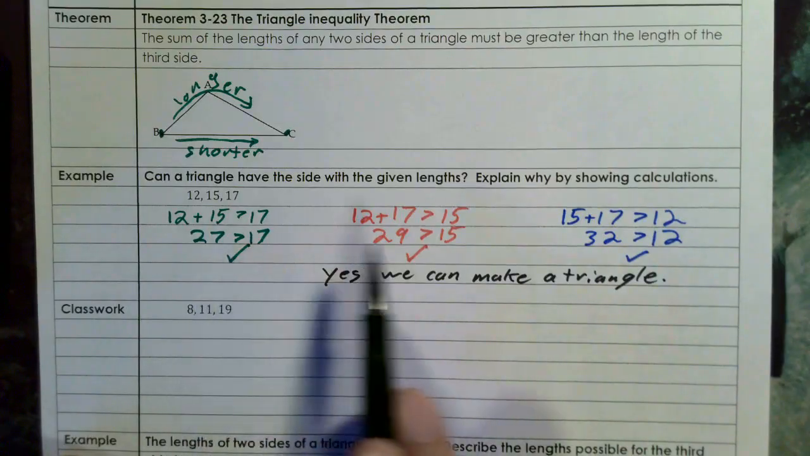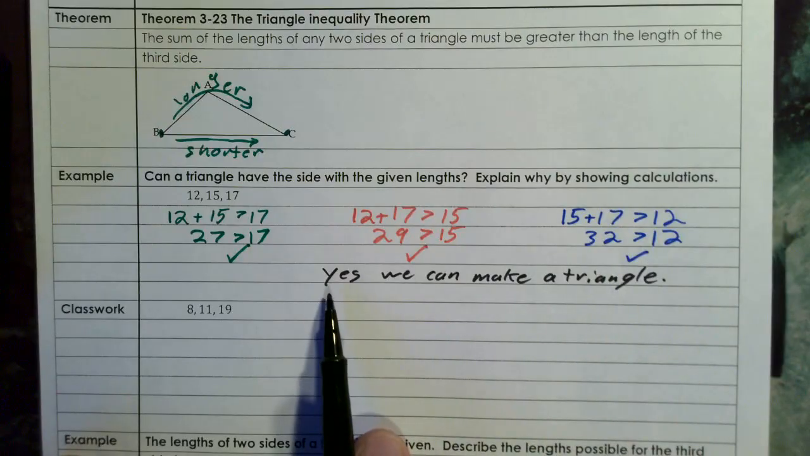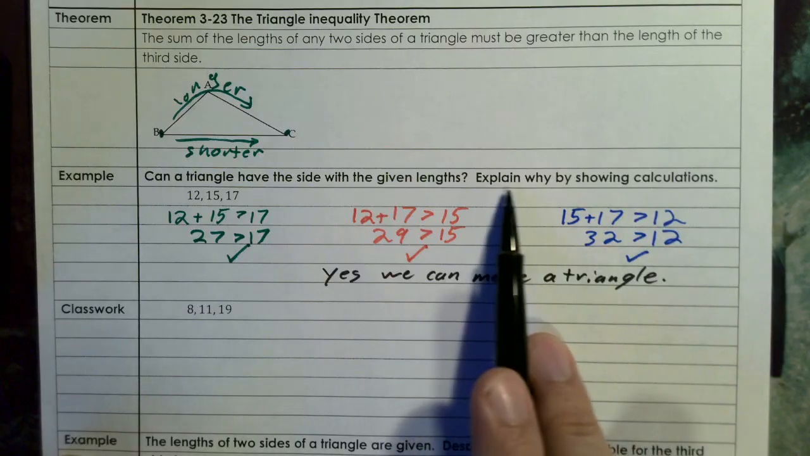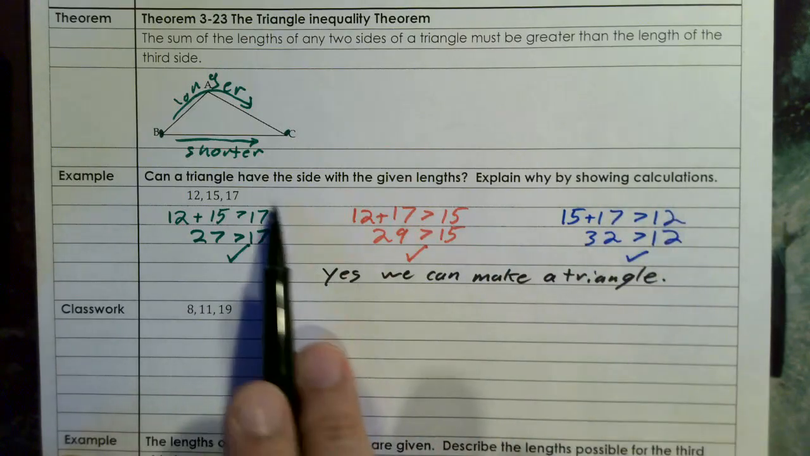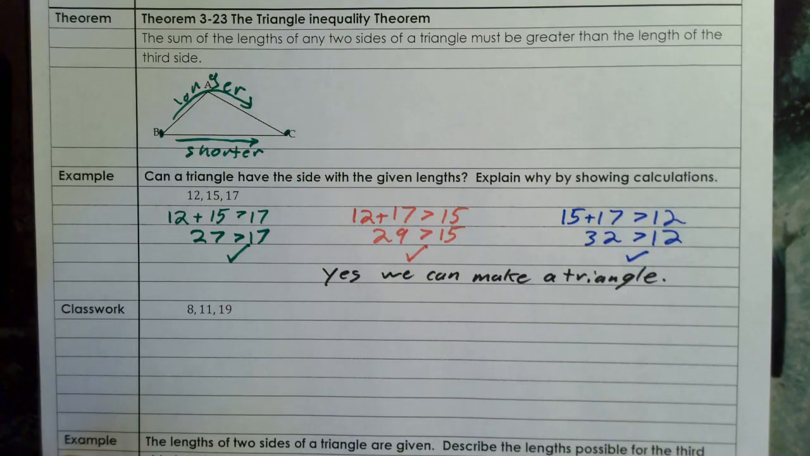So make sure you check them one by one. And I am going to be looking to see all of these. If you just wrote, yes, we can make a triangle, that's not enough. You have to explain why by showing calculations. And that's what we did with these three things. So make sure you do that.